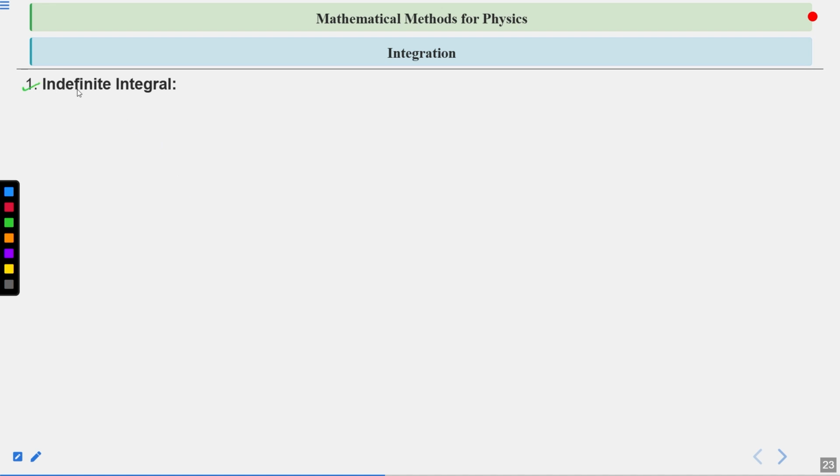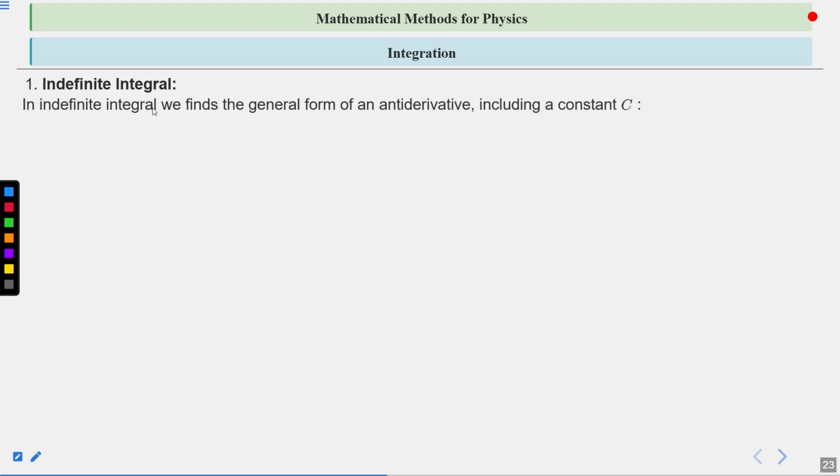So first is indefinite integral. In indefinite integral, we find the general form of an antiderivative, including a constant c. So the integration of f of x dx is equal to F of x plus c. c is a constant. So the integration of this term is F of x, where F of x is a function such that the derivative of F of x is equal to f of x. Clear?